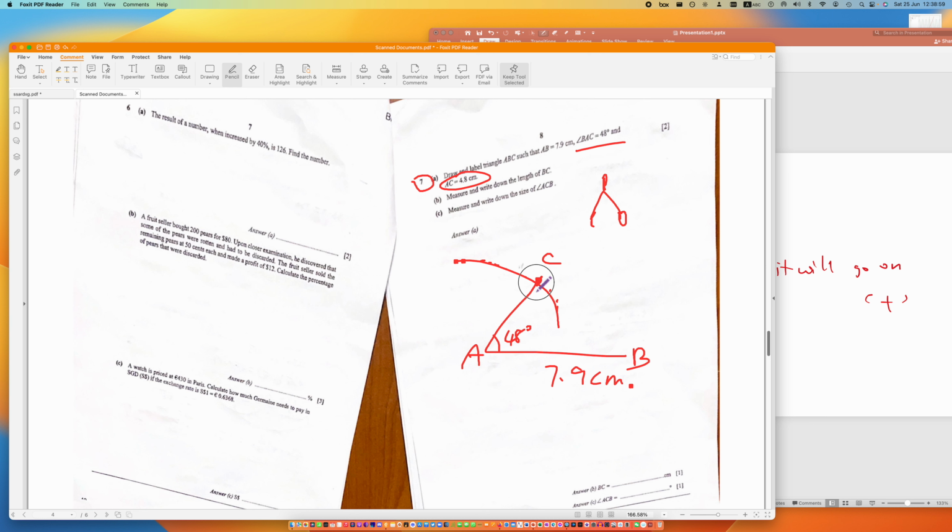Okay, then you just link it up, B and C. Then you just measure and write down the length. So you just measure the length here, and then the angle ACB. So just measure this angle. Okay, so very simple. Okay, next.